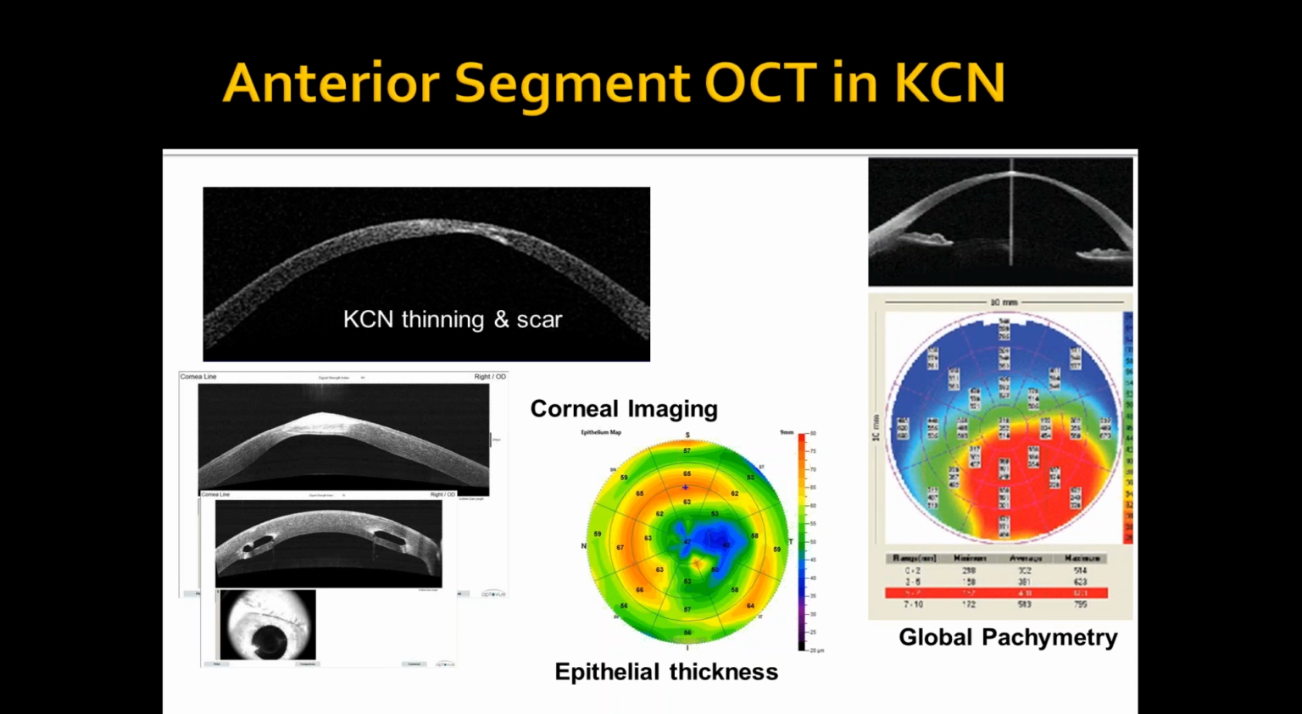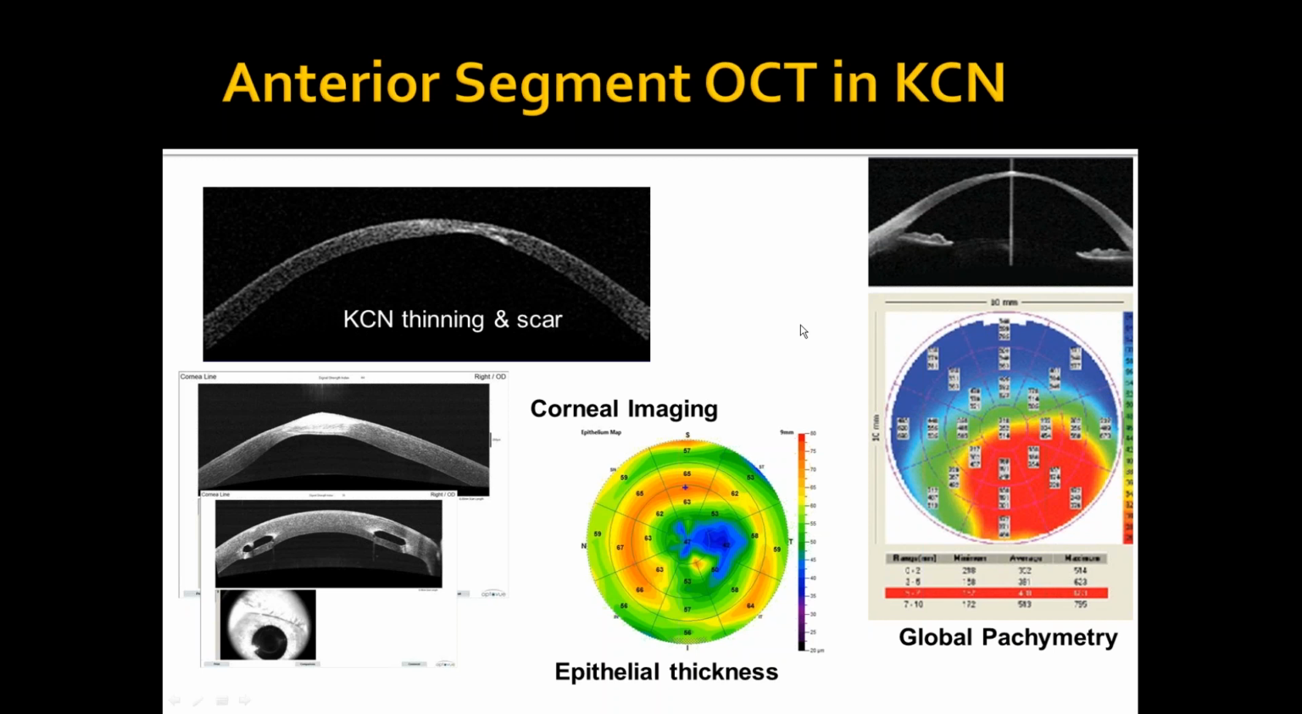So I would identify, in my mind, 3 values. One is just imaging the cornea, because anterior segment OCT today is amazingly high resolution, so we can actually image how the cornea looks. Secondly, overall thickness.